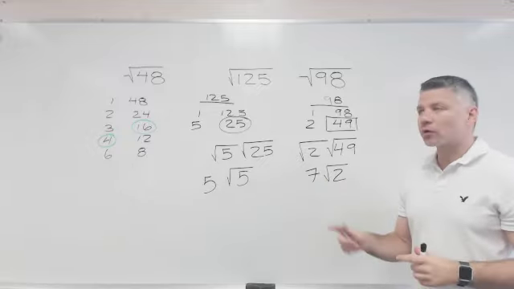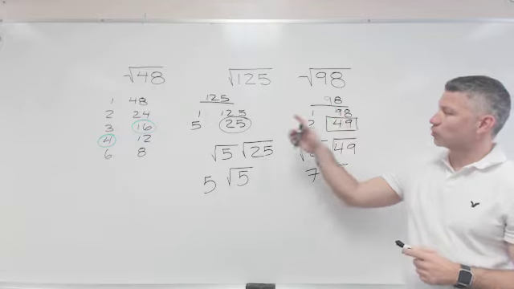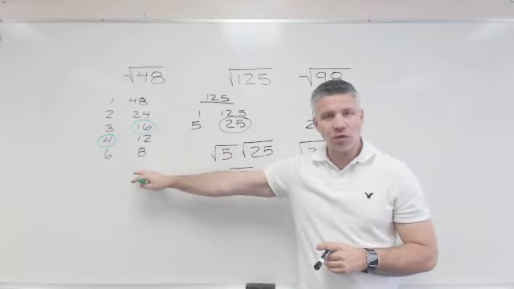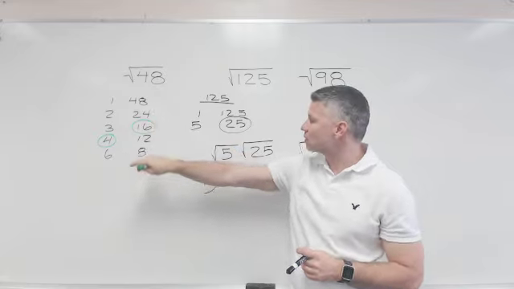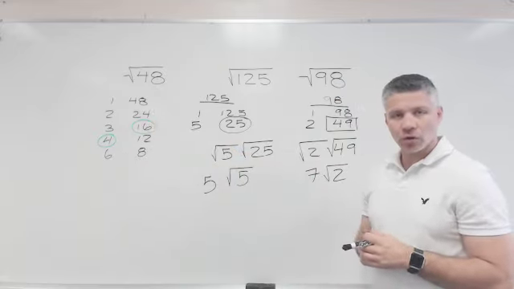And that's all there is to simplifying square roots. Make a multiples list, find the largest perfect square in that list, and then break apart your square root.